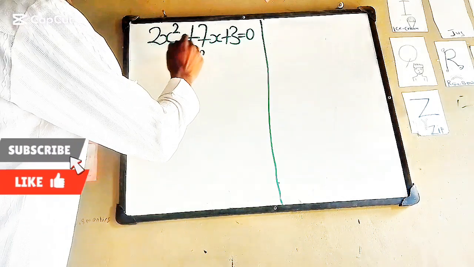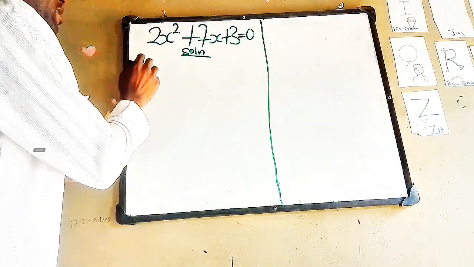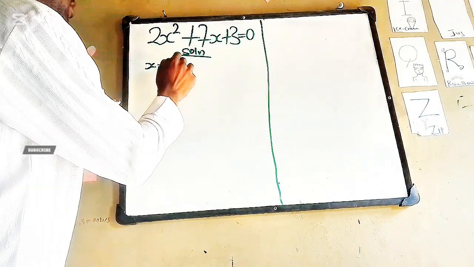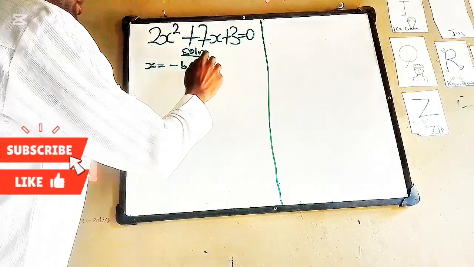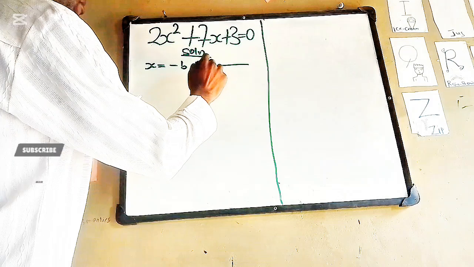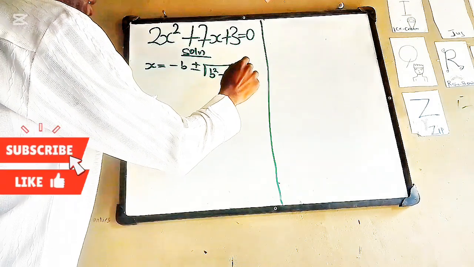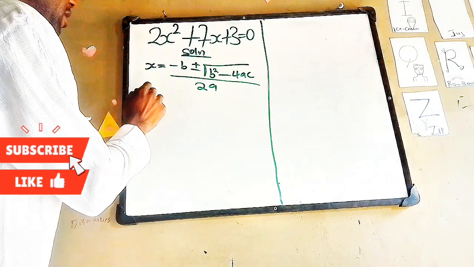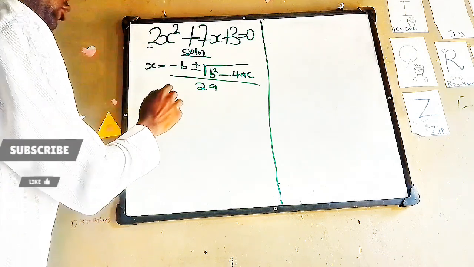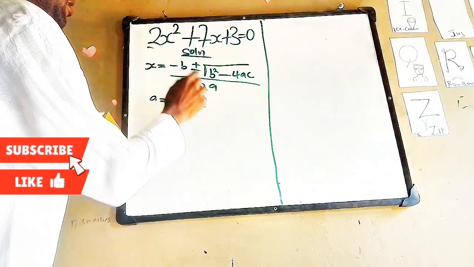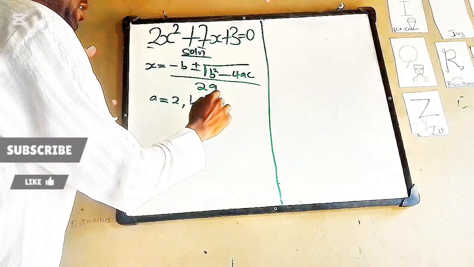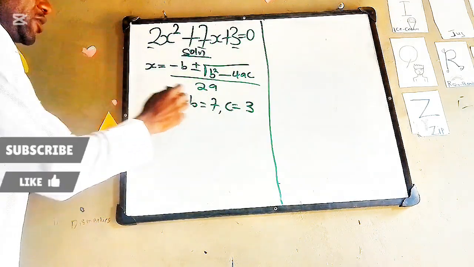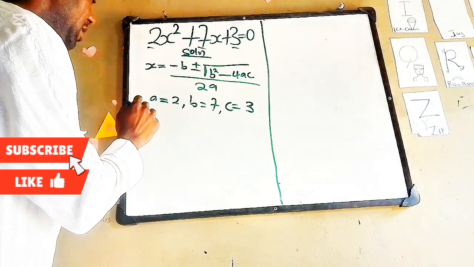Solution: apply the quadratic formula, which is x equals minus b plus or minus the square root of b squared minus 4ac, all over 2a. Now our a is equal to 2, our b is equal to 7, and our c is equal to 3. Then substitute these values in the quadratic formula.